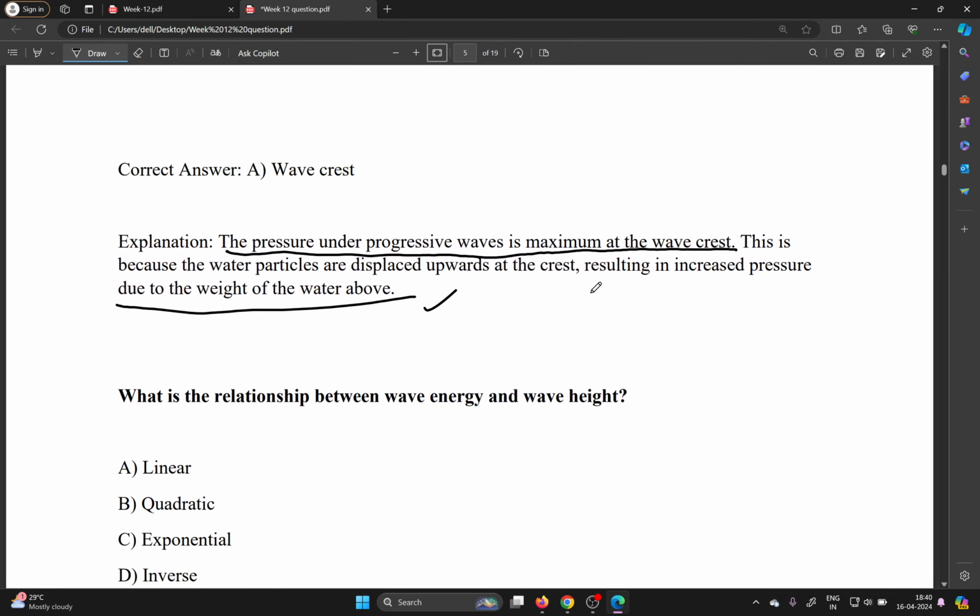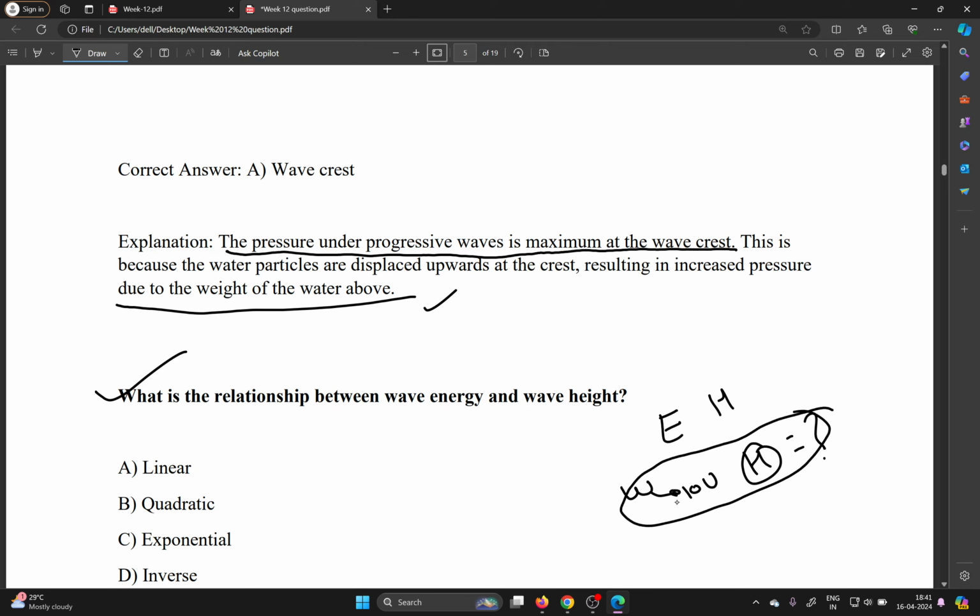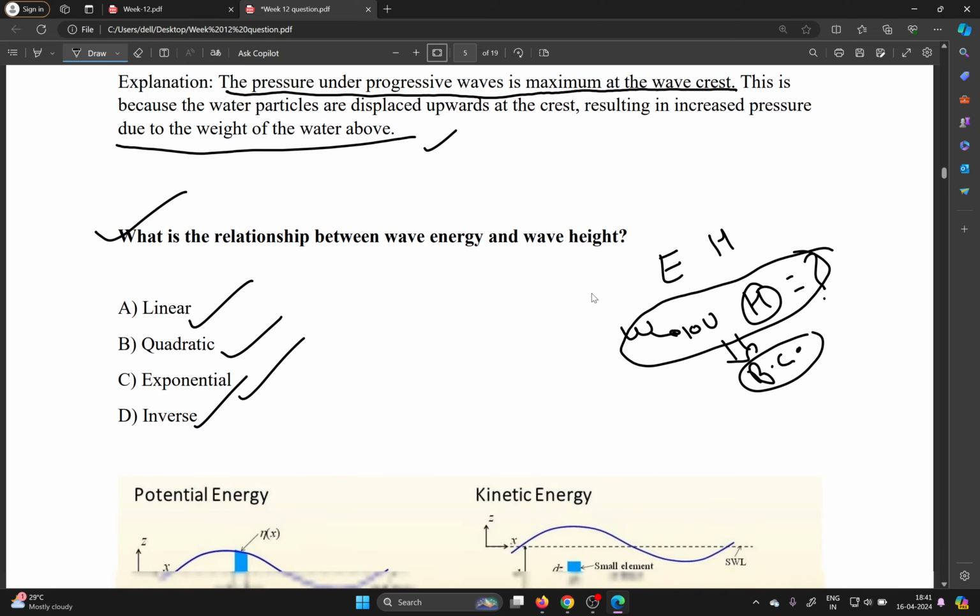Remember. Now moving ahead, next question: what is the relationship between wave energy and wave height? Here we are talking about wave energy and wave height. If your wave has this much energy, let's suppose 10 units, what will be the height of your wave? How will you calculate it? Because this is the relation you can utilize for applying boundary conditions in wave theory calculations. Is the relation linear, quadratic, exponential, or inverse? Think. I have one slide.